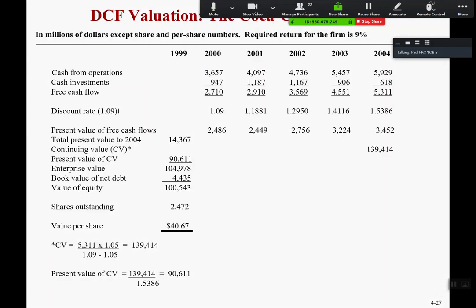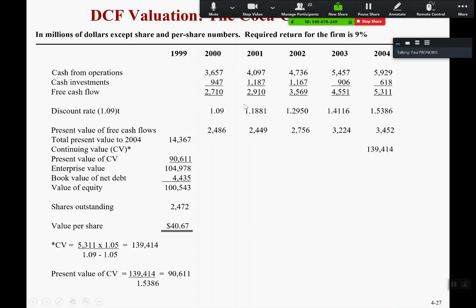So an example could be the following. Let's assume that this time we are calculating a value for Coca-Cola. If we're now in year 1999, we need to think about how cash flows from operations will be in 2000, and in 2001, 2002, 2003, 2004, and what cash investments will be, to get the free cash flows. As I will show you later, you don't have to come up with those numbers by yourself, but this is something that we can download from the Worldscope database.